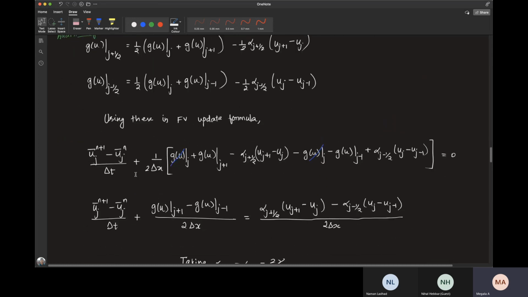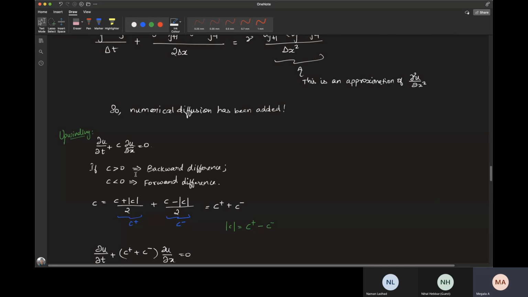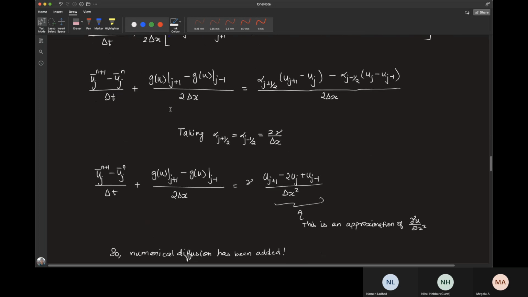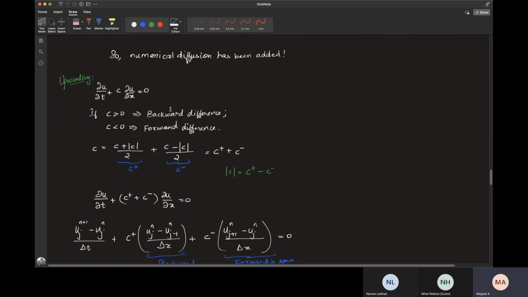On the other side, we can do upwinding. I've told you that we can have two different solutions. One is adding numerical diffusion, and the other is reconstructing the fluxes using upwinding. So now let us go for the second one, where we reconstruct the fluxes using upwinding. Any doubts as of now? No, ma'am. Okay.